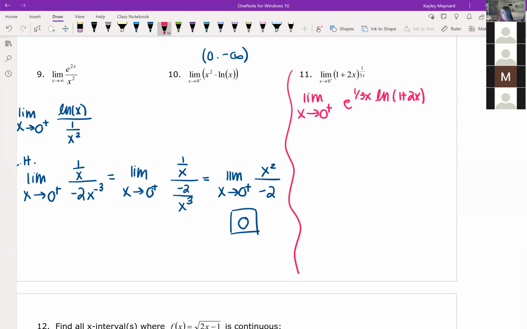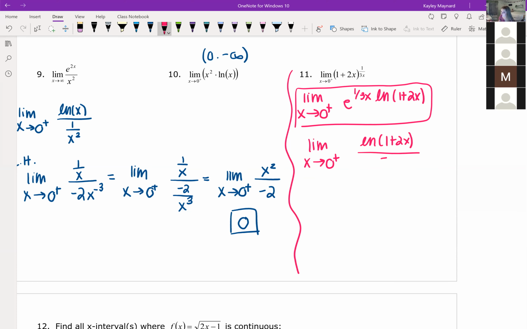Okay, so this is what we're working with, but let's just look at the limit as x approaches 0 from the right, only of 1 over 3x times ln of 1 plus 2x, or let me write this as ln of 1 plus 2x over 3x. There we go. Okay, so can we just plug right in? If we plug this right in, we will get something that's in indeterminate form. So we're going to need to go ahead and use L'Hopital's rule here. So good old L'Hopital's rule.